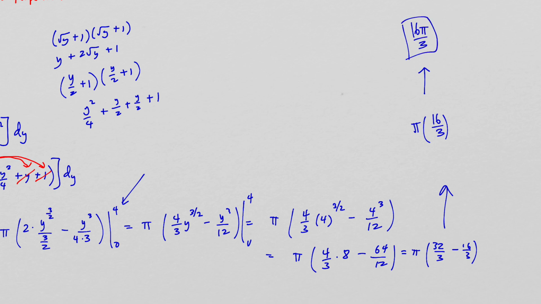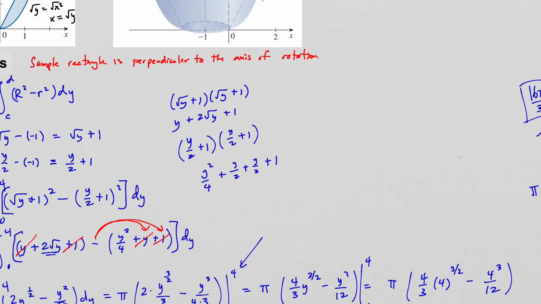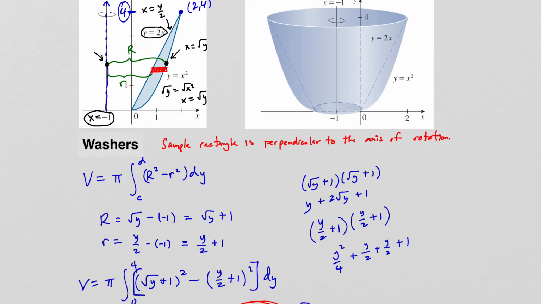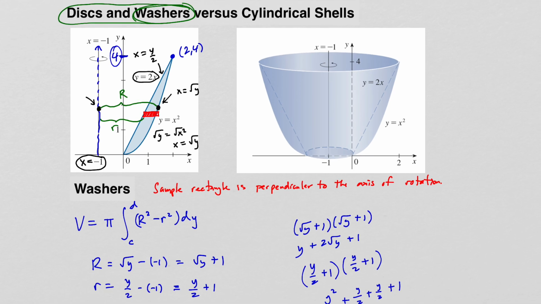And if you rewind the video, we got the same answer using shells. So the two methods produce the same answer, but they are set up completely differently from each other. And you are not allowed to have a favorite, because sometimes you can't do the problem one way or the other, and you need to know both methods.